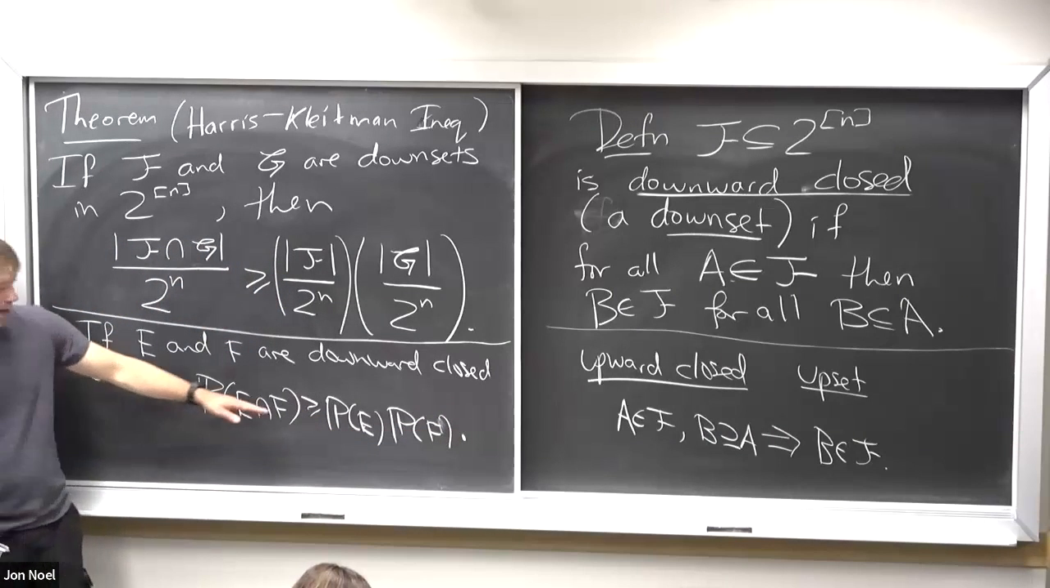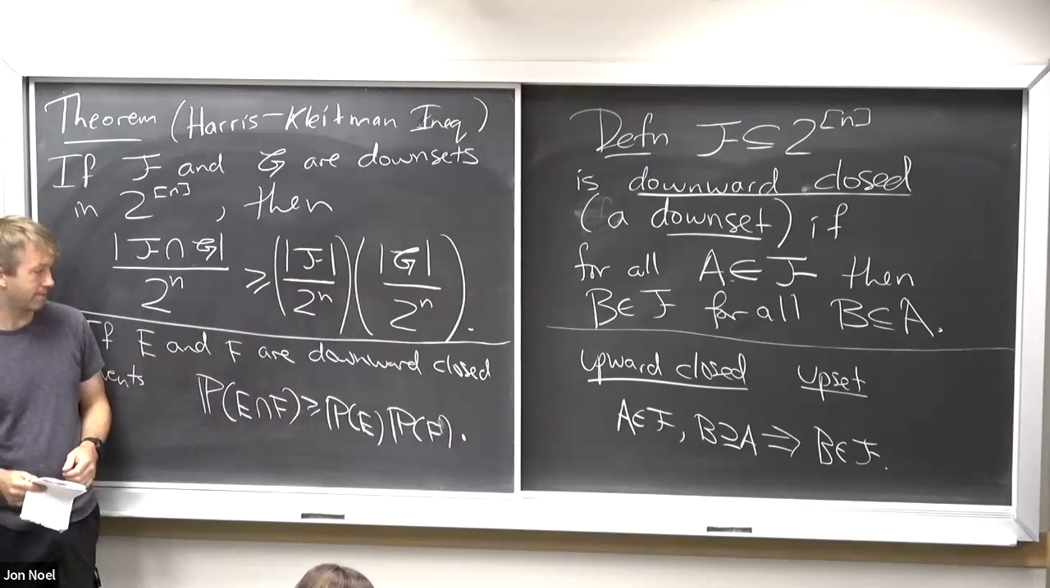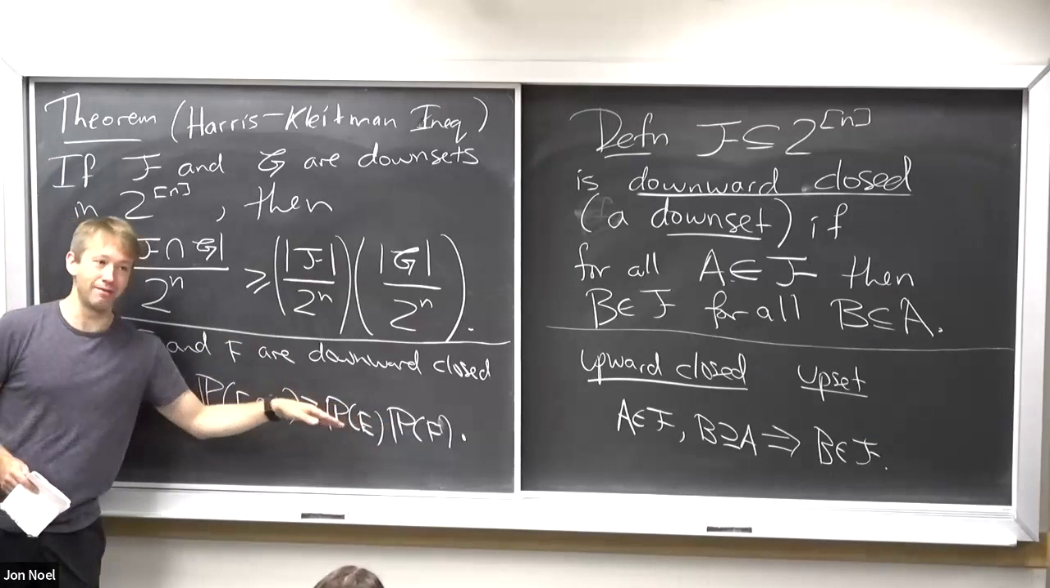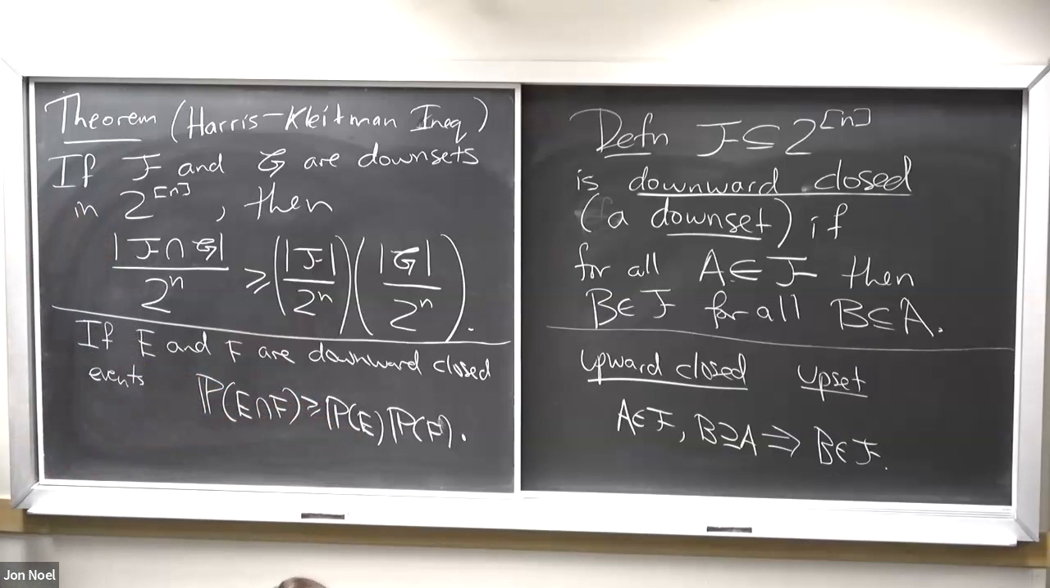If these were independent, you'd have equality, right? But this is saying that if they're downward closed, you've got at least what you would have if they're independent. So if I tell you event E happens, then if they were independent, maybe the probability that F happens stays the same, but it can't go down. So if I tell you E happens, then the probability F occurs as well goes up.